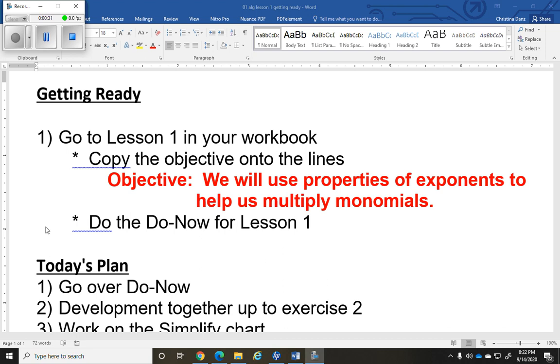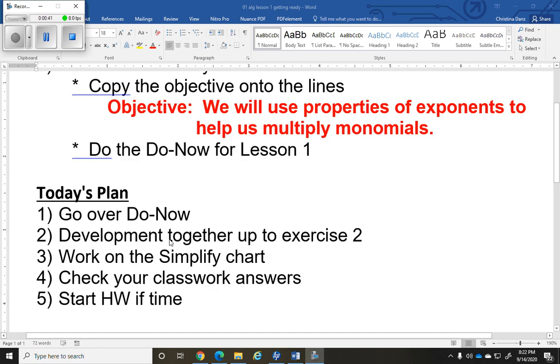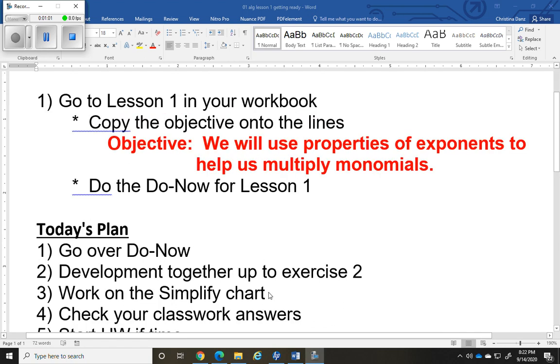And actually, it would be great if you hit pause, did the do now on your own, and then checked with me to make sure that you did the do now correctly. Also, we will be going over the do now. We'll be doing some of the development together up to exercise 2. And then on your own, you're going to work on the simplifying chart. And you'll see what that is when we get to it. You will then check your homework answers, and then if we were in class, if there was time, you'd be starting your homework. So do your do now, and then check with me to make sure you did it right.